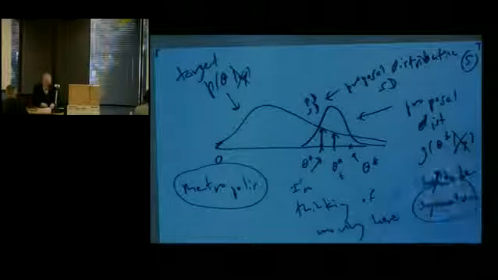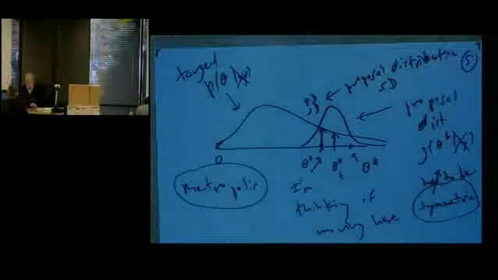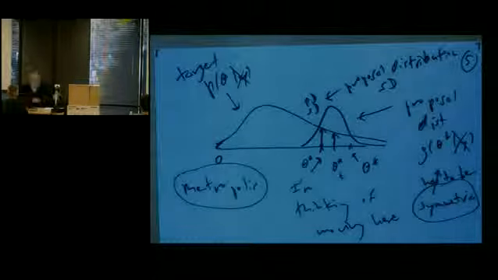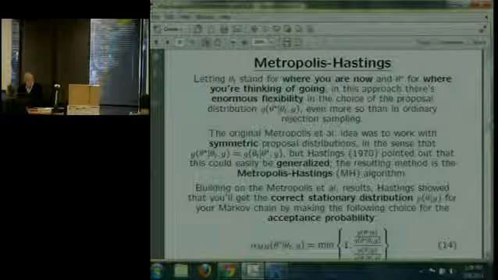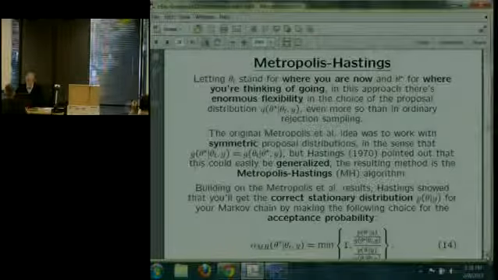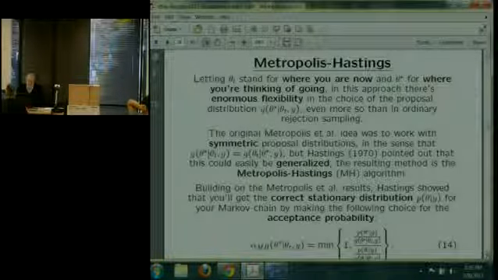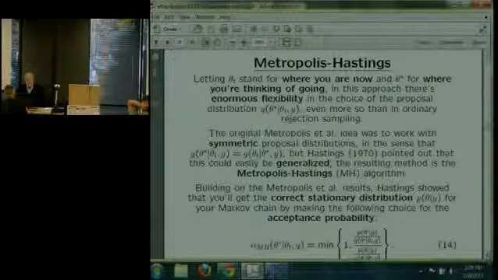And so Hastings said to himself, how can I generalize the Metropolis story to work with proposal distributions that aren't symmetric? And it turns out that it involves just a small change to the Metropolis algorithm as follows. So let's let theta t stand for where you are now, and theta star stand for where you're thinking of going. It turns out, as I was saying before lunch, that there's an enormous flexibility in the choice of the proposal distribution, which I'm going to call lowercase g of theta star given theta t, namely what's the probability that you would move to theta star given where you are now.